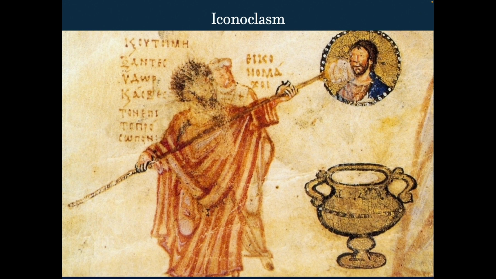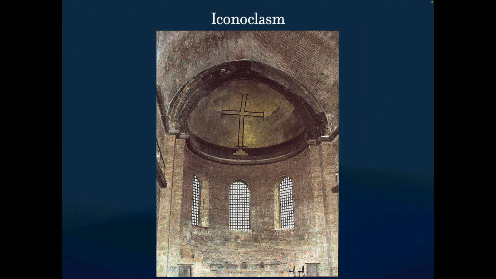And so we have this movement that lasted about 60 years, where as many images as people could find were destroyed. So we have these beautiful mosaics in some of these older churches that were simply destroyed and covered over, and now instead we have very austere images and decoration, similar to what we've seen with Jewish art and similar to what we'll see with Islamic art later.